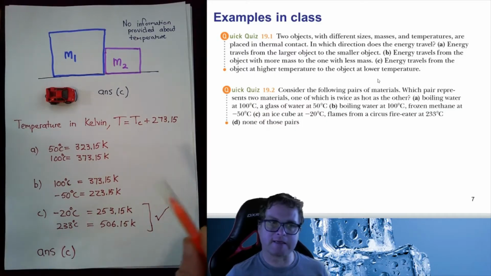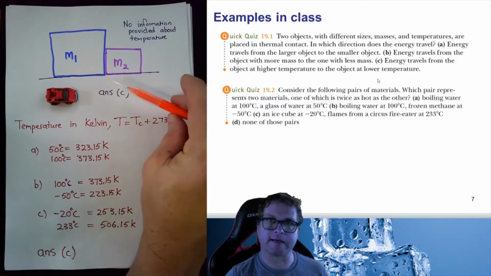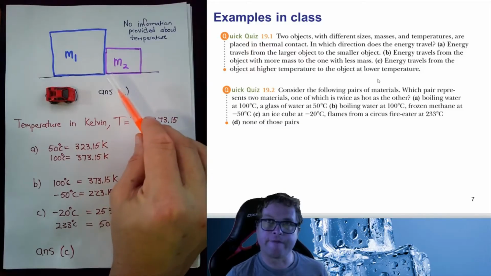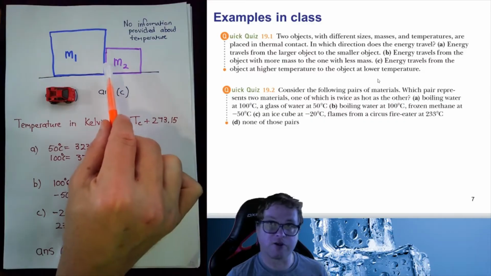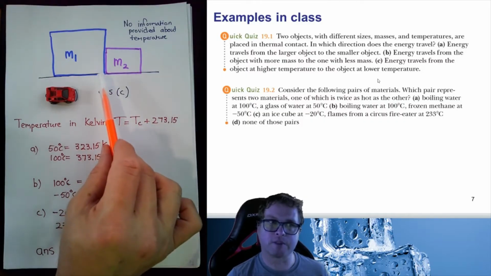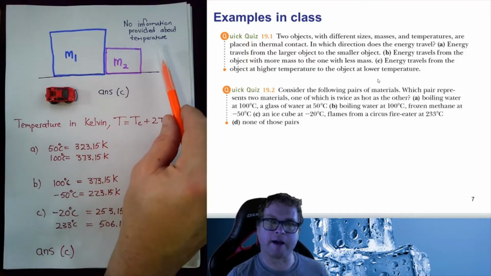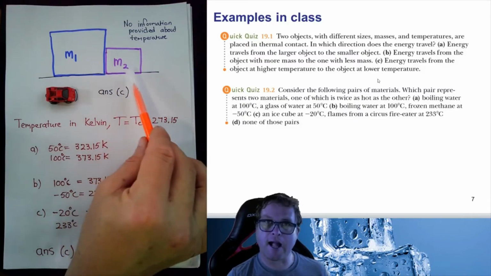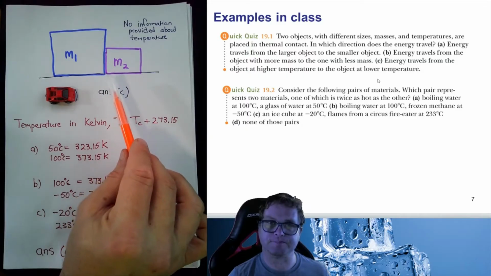So here I've made a drawing of what might happen. I've drawn two objects in contact with one another. I've drawn them in physical contact, but the important thing is that they're also in thermal contact. Thermal contact means that energy transfer can happen across the boundary. No specific information is provided about their temperature. We are told that their temperatures are different, but we're not told which one is at a higher temperature.